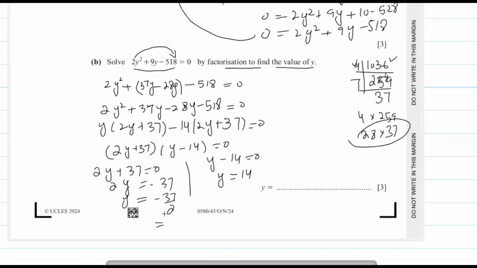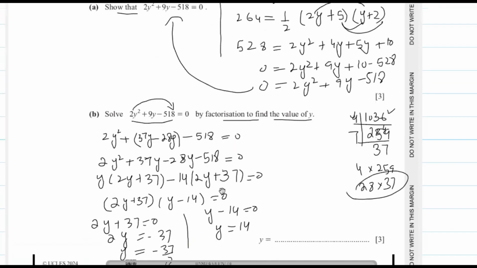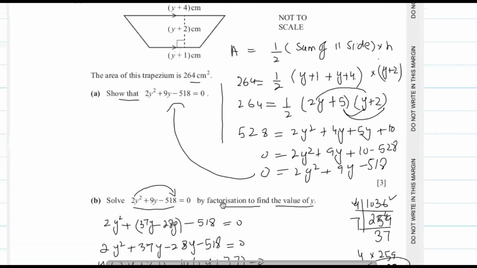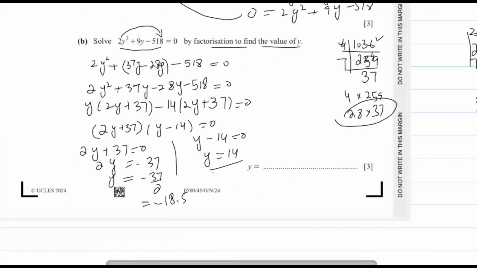And this will be equal to minus 18.5, and therefore the value of y here is 14 and minus 18.5, but this is the length, therefore we will take the positive value. This will be the answer.